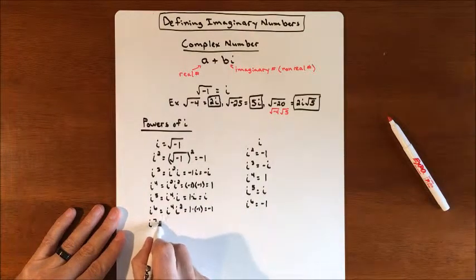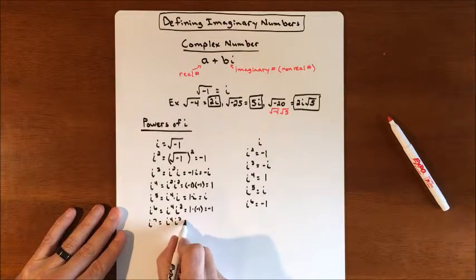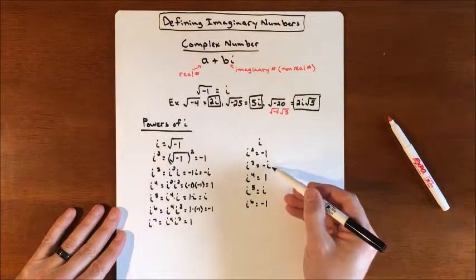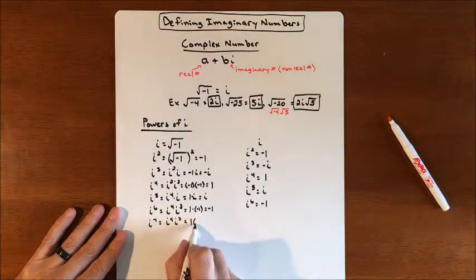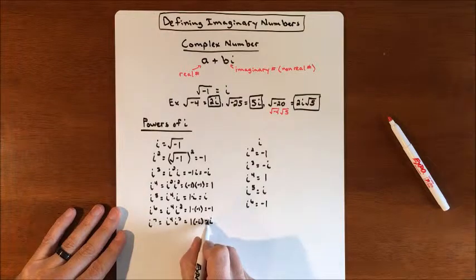i to the 7th. We can break into i to the 4th and i to the 3rd. i to the 4th is 1. i to the 3rd we add up here as a -i. So 1 times a -i, so it really just becomes -i.